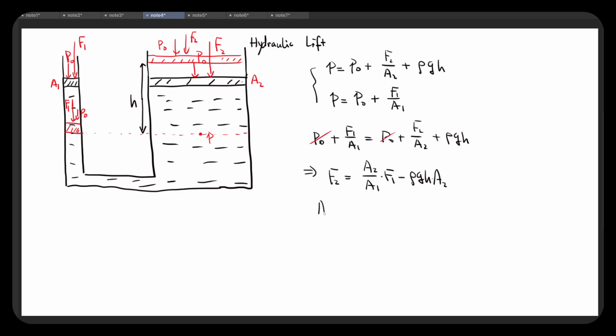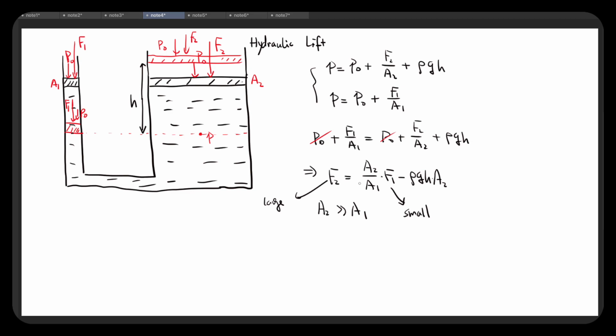Now usually we have A2 far greater than A1. Okay, so the area of A2 is much greater than the area of A1. And that would mean that we can use a small force F1 to generate a large force F2 due to this large coefficient A2 over A1 for F1. Okay, so that's the mechanism for the hydraulic lift that people use to lift up heavy objects.